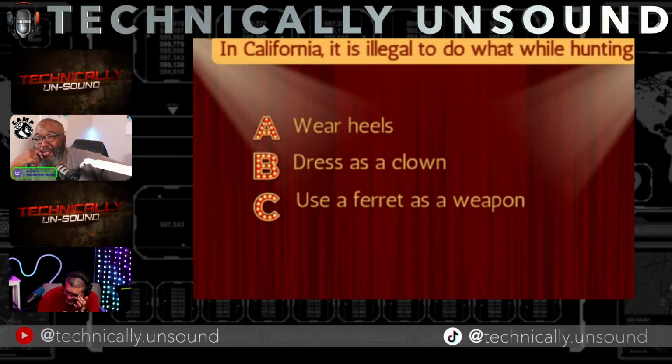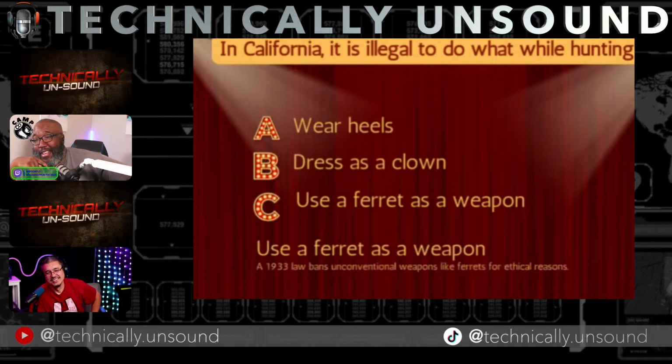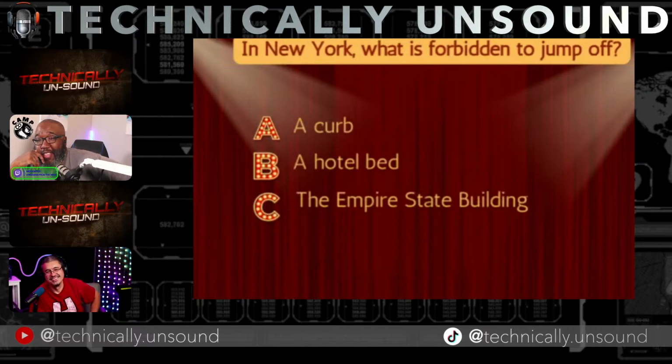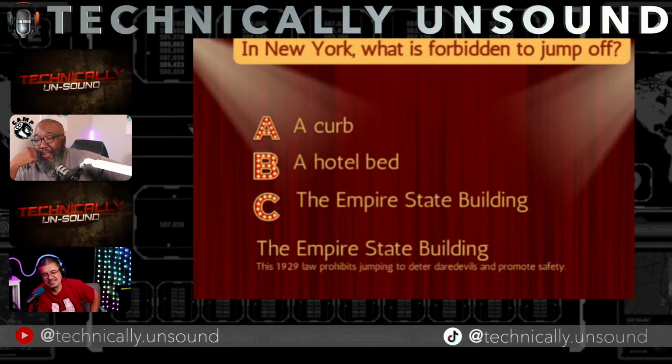I want to say dress as a clown, but ironically, I also want to say use a ferret as a weapon. In 1933, you can't use ferrets for ethical reasons, by the way. I think that's because of Beastmaster. In New York, what is forbidden to jump off? A hotel bed. And the Empire State Building. In 1929 law prohibits jumping to deter daredevils.